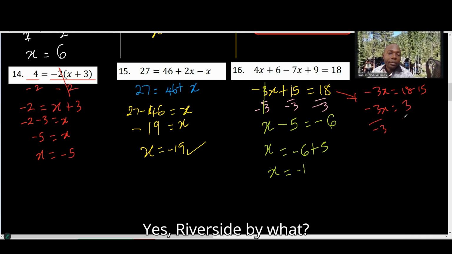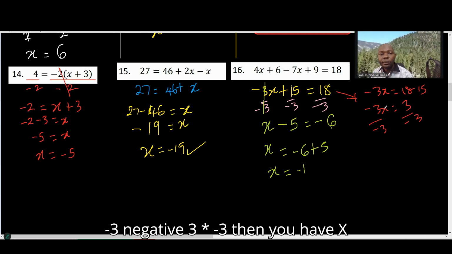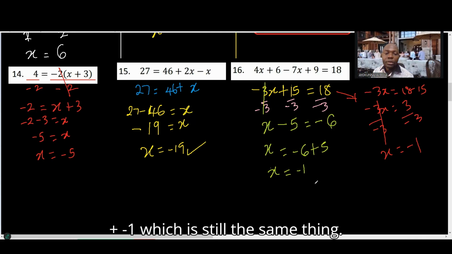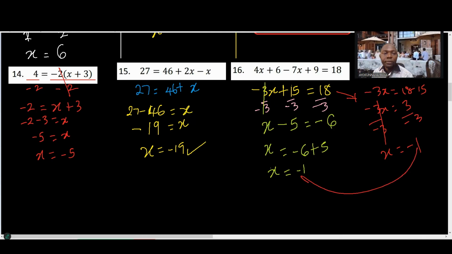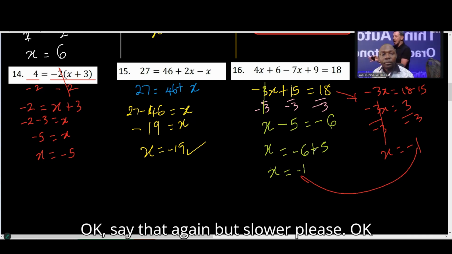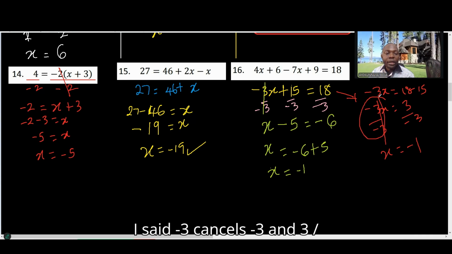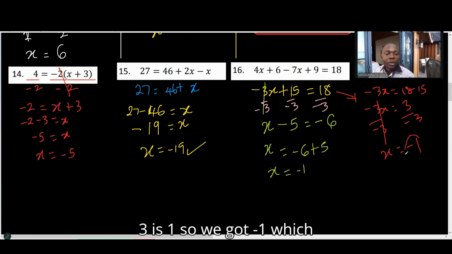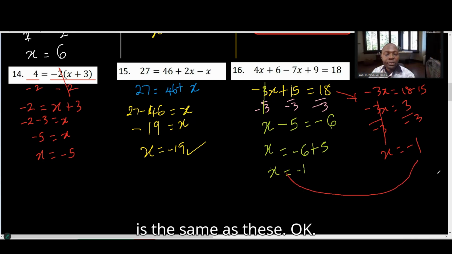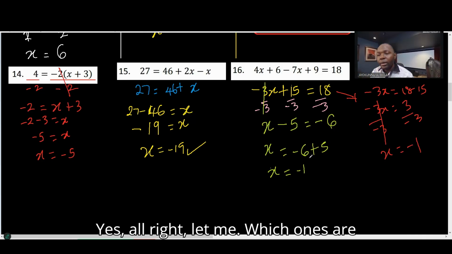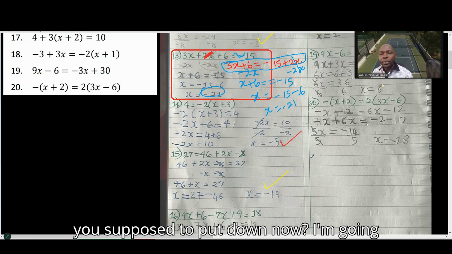Divide both sides by what? Negative 3. Negative 3 cancels negative 3. Then you have x equals negative 1, which is still the same thing. Is that clear to you? Okay, say that again, but a bit slower, please. Okay, I said negative 3 cancels negative 3, and 3 divided by 3 is 1, so we got negative 1, which is the same as this, okay? Yes.